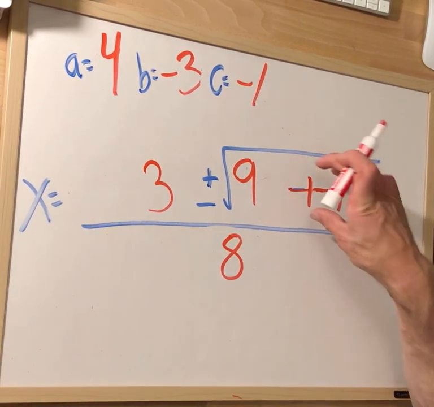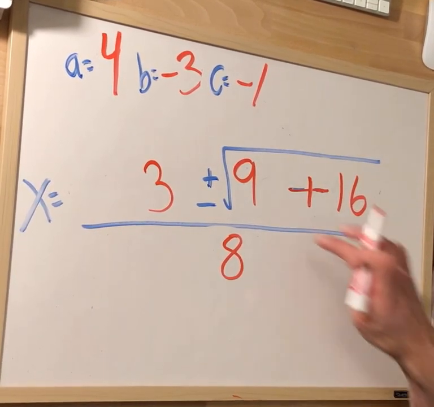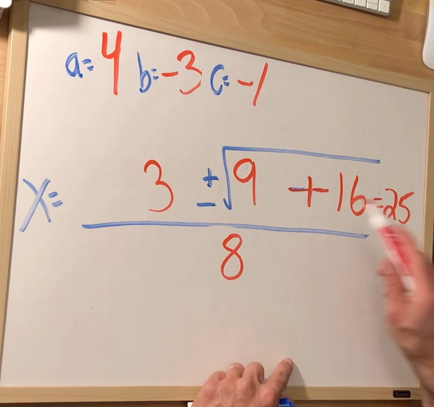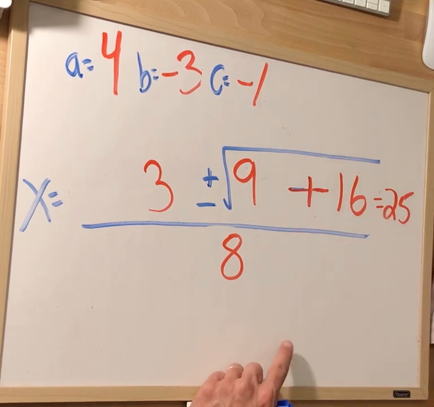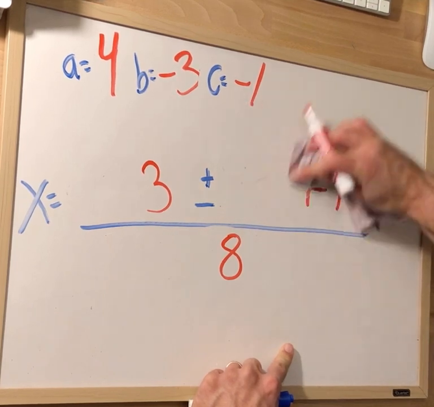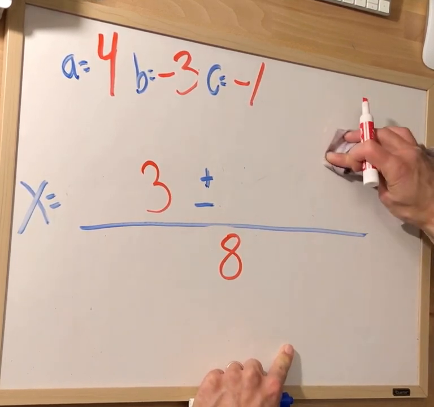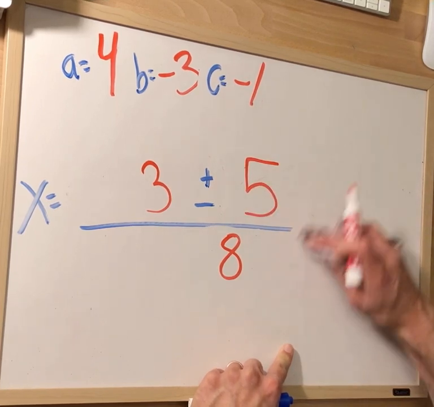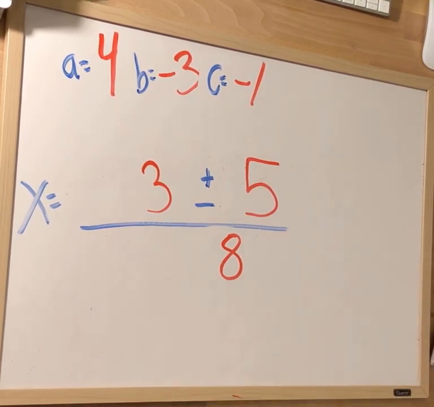Next step, simplify this and take the square root of it. 9 plus 16 is equal to 25. Now the square root of 25 is 5. If I went too fast for you guys, go ahead and rewind the video. That's what's great about watching a recorded lesson, because you can just rewind it where I lost you.